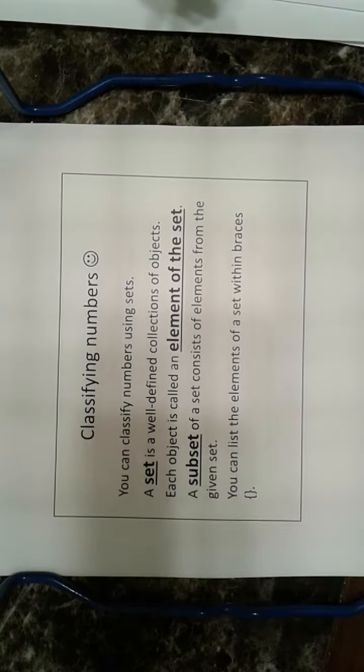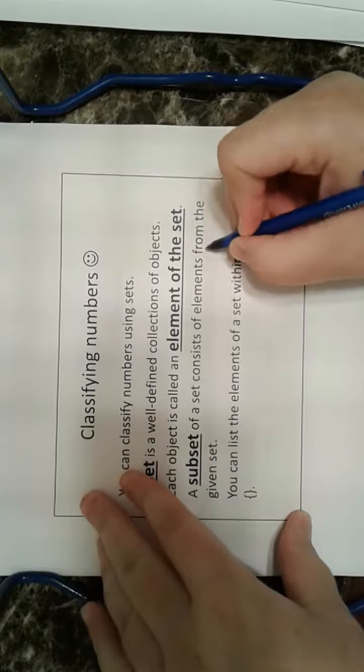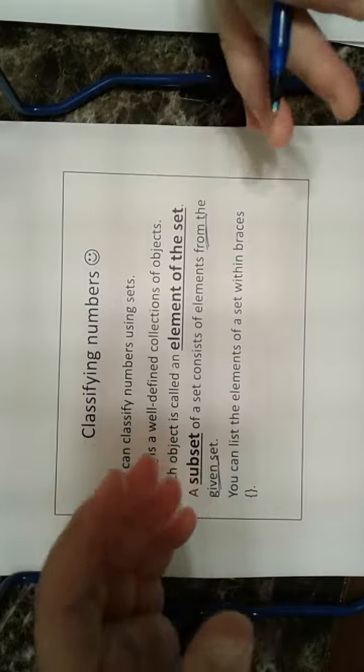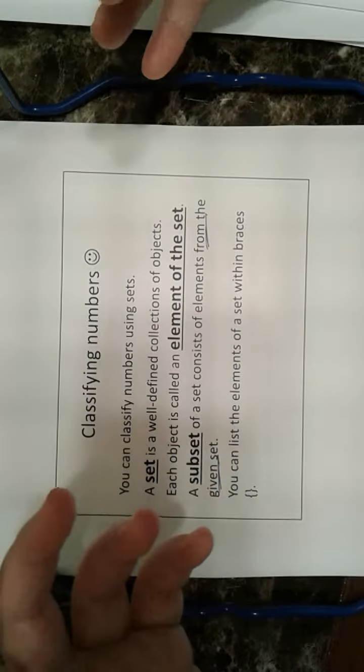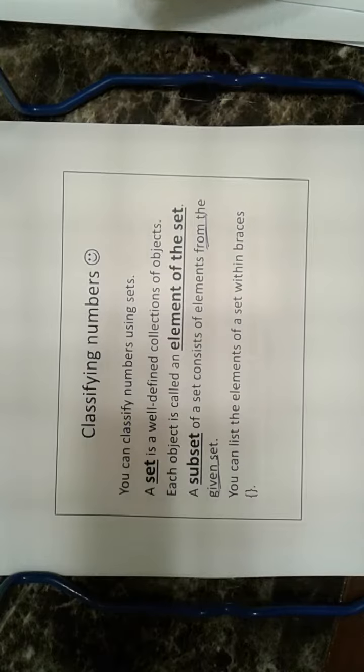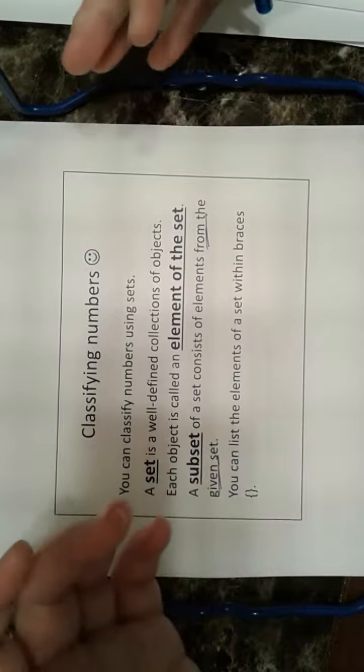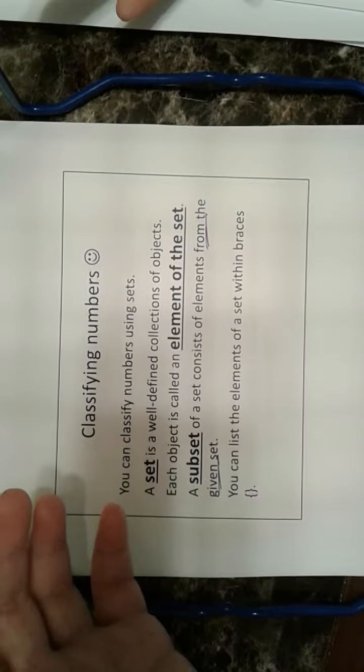A subset is a set that consists of elements from the given set. Okay, notice it says from the given set. So if I said that my set was Block 2, a subset of that set would be the first row of tables, right? Anybody in that first row of tables would be classified as a subset. Why? Because they are a part of Block 2. They are part of that class, right?